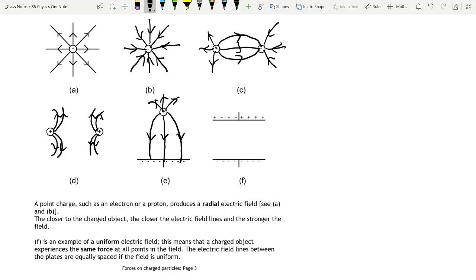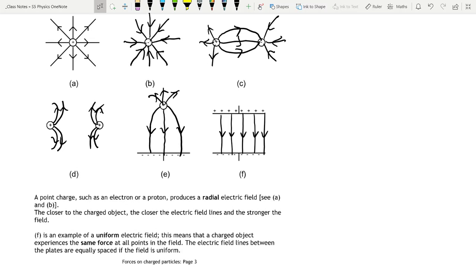And F, you could probably guess, just lots of straight lines. Ideally, they would be equally spaced and away from the positive towards the negative. And that last one we call a uniform electric field because they're equally spaced. That's the kind we'll probably come across the most in this booklet, the uniform electric field.